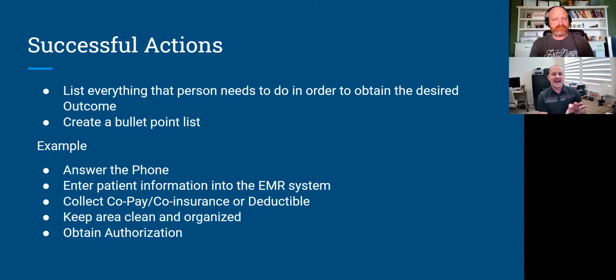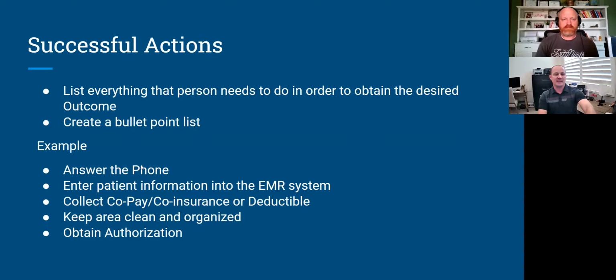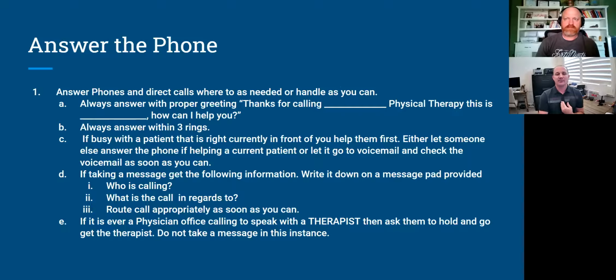So, once I have this, I then go through and create a detailed explanation of each of those bullet points. So we can see here, one of the examples was answer the phone. Well, how do I answer the phone? The way Nathan answers the phone would be different than how I might answer the phone. And so I want to write down the successful way that I think the phone should be answered within my company. Then I spell out exactly how to answer the phone.